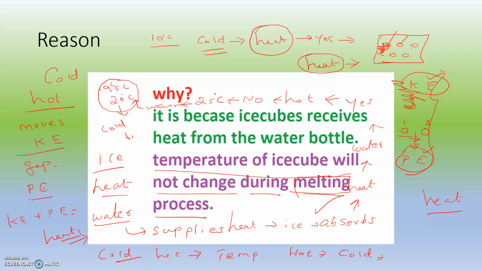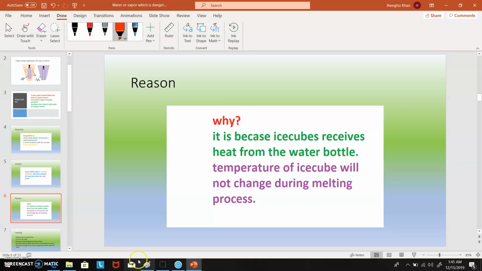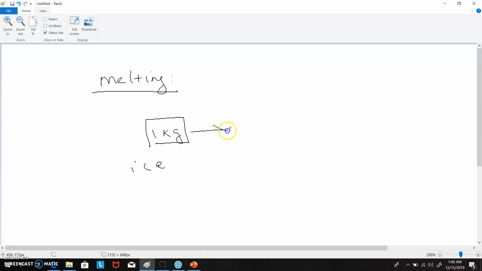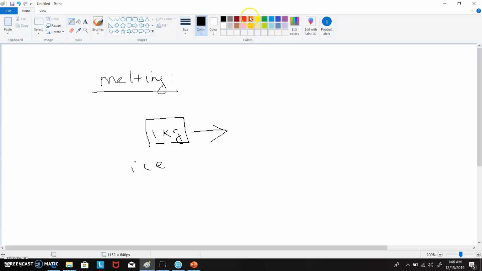Okay. Now we have to learn something different and important, with some drawings. Now we are going to learn about melting. You have 1 kilogram of ice cube. Now I want to change this 1 kilogram of ice into 1 kilogram of water. So what am I supposed to do?